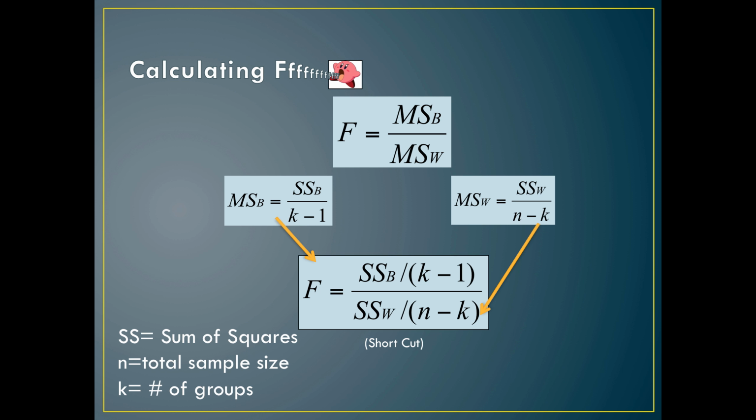So essentially, this is your formula. The majority of the time, when I give you a word problem to solve using an ANOVA, most likely I'm going to give you the SSB, you're going to know the K, you're going to know the N, and then you can solve and find the F value.